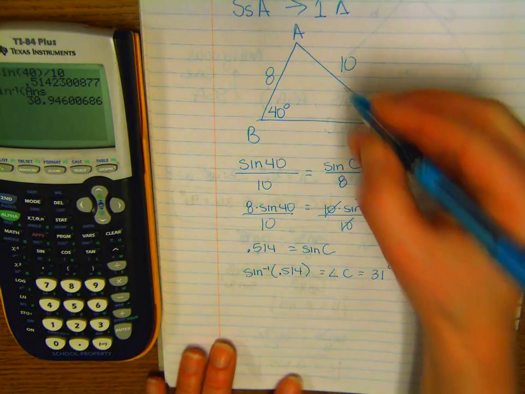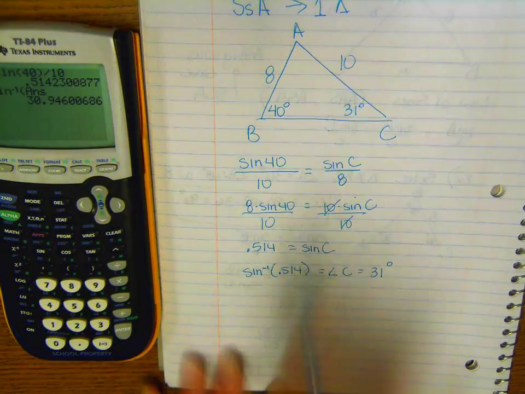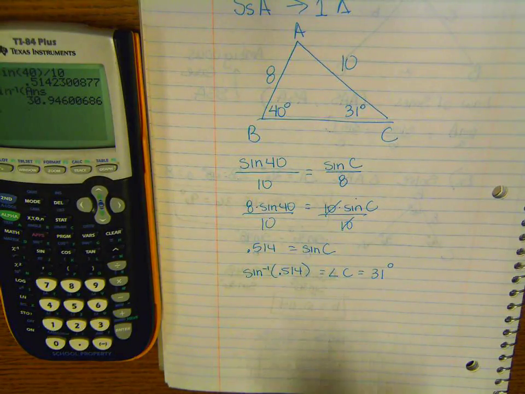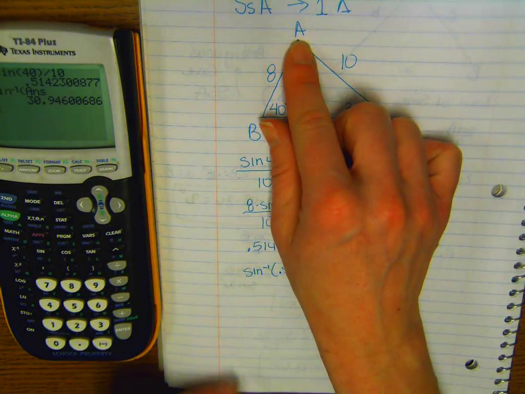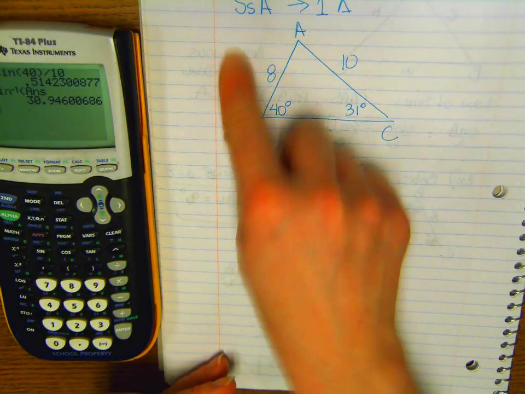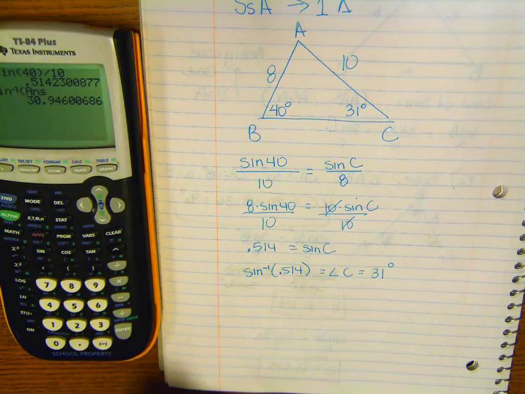Could you finish the problem then? You could find angle A like we did before, subtracting from 180, and then do sine of A over little a and use either of those other two ratios to do that.